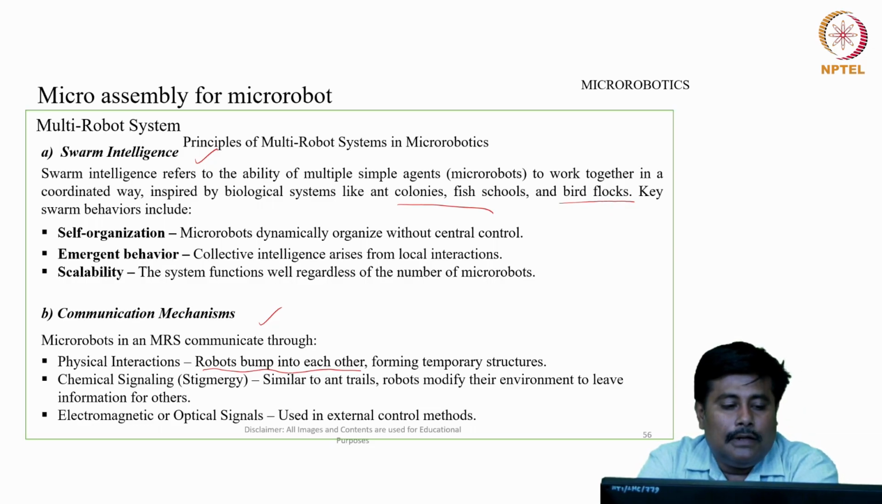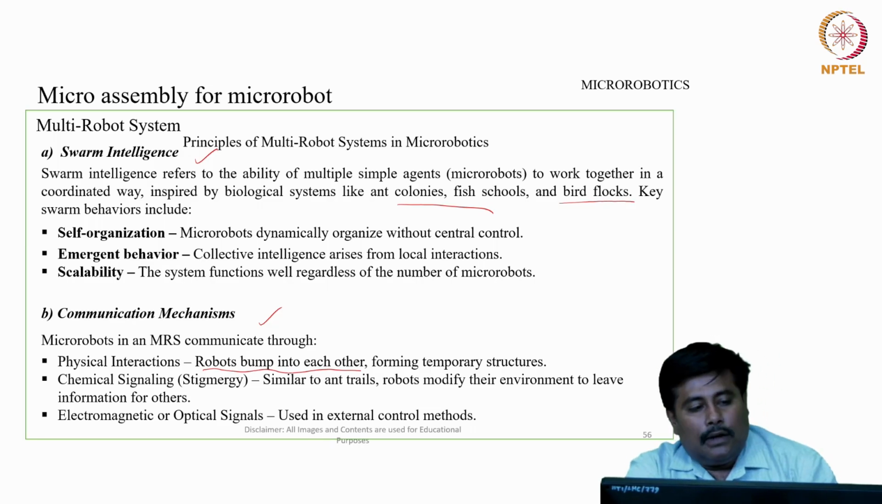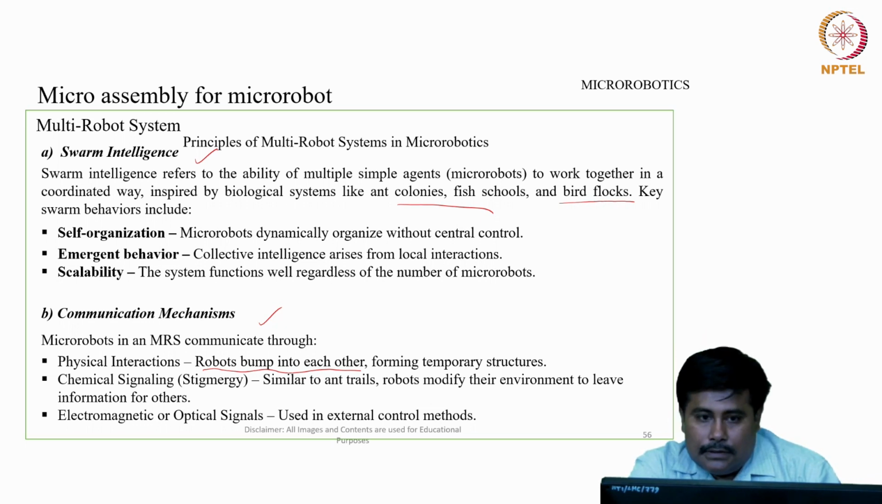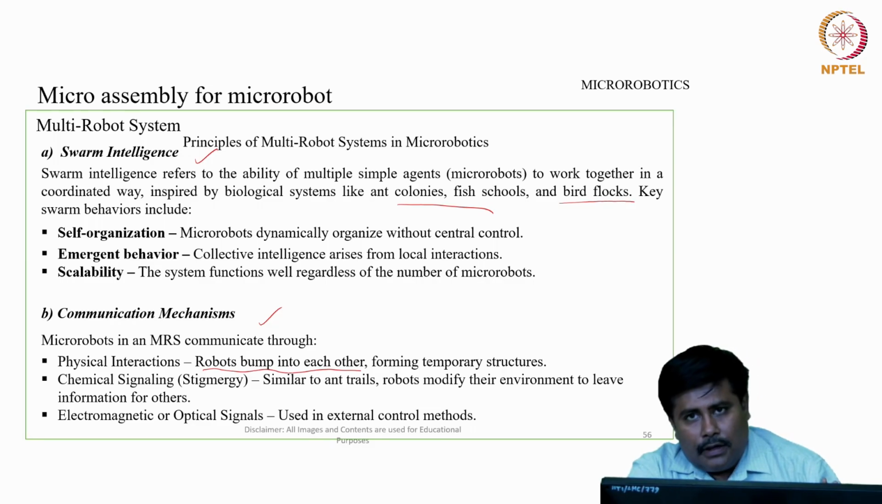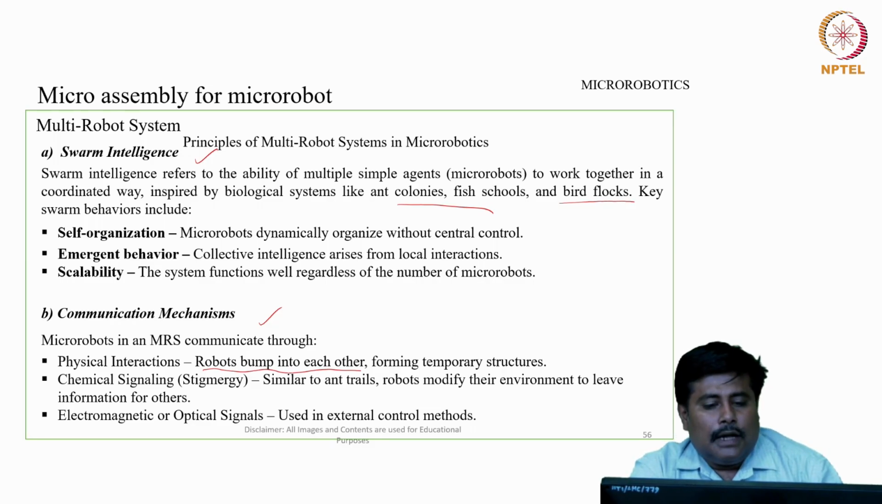Swarm intelligence basically refers to the ability of multiple simple agents to work together in a coordinated way. It is inspired by biological systems like ant colonies, fish schools, and bird flocks. And the key swarm behavior includes self-organization. These micro robots dynamically organize without any central control.